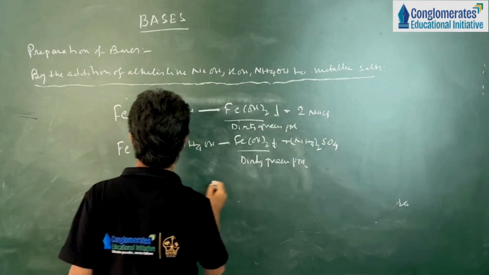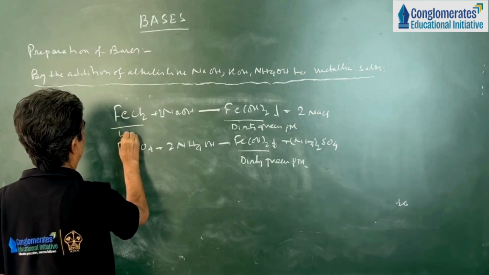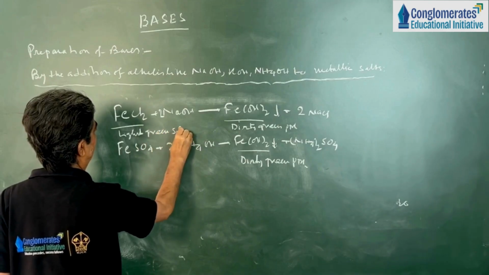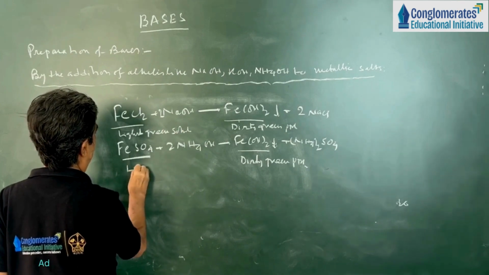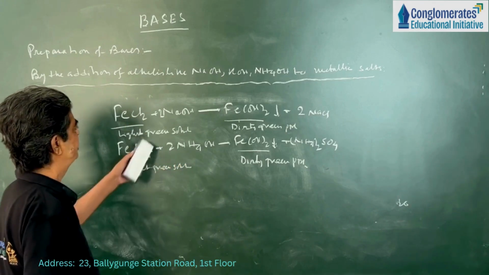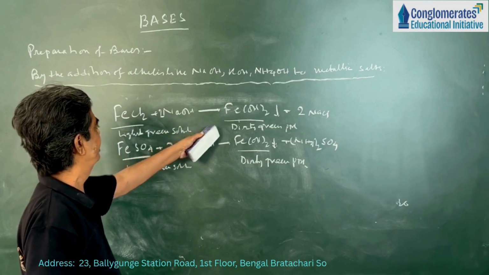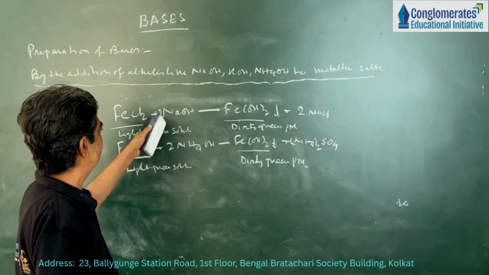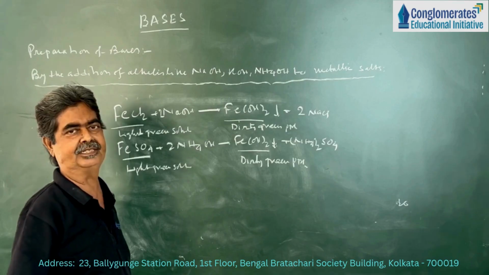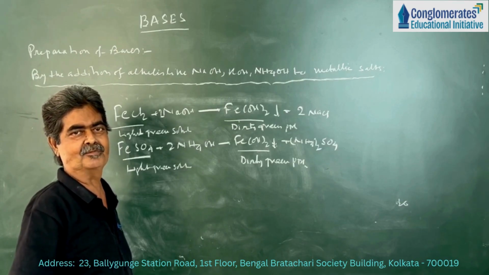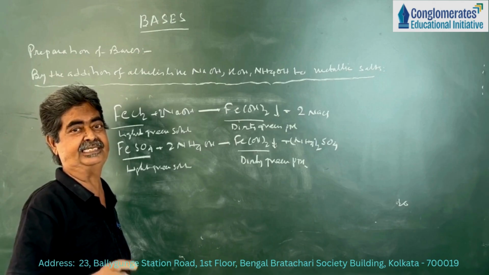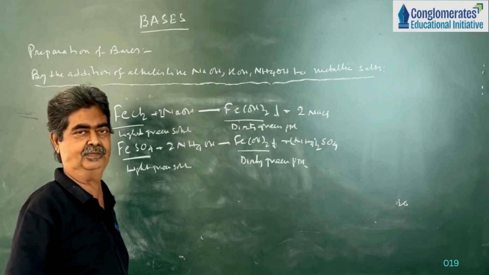Dirty green PPT. Okay, this is a light green solution. This is also a light green solution. So the light green solution produces dirty green PPT in case of NaOH and NH4OH in both cases, but they are insoluble in excess sodium hydroxide and ammonium hydroxide. These are different from the other three cases. They produce the respective hydroxide, but it is insoluble in excess of ammonium hydroxide or sodium hydroxide.